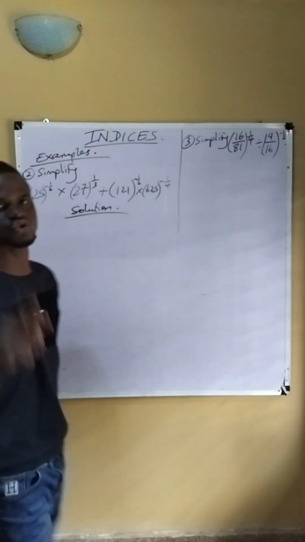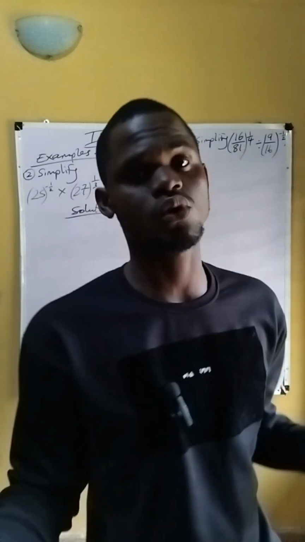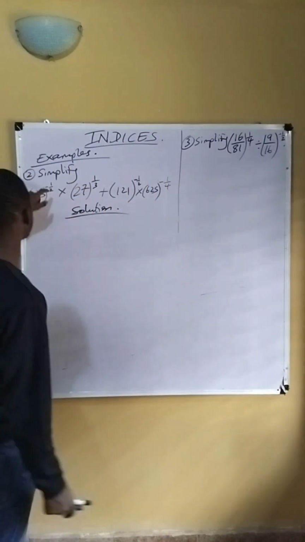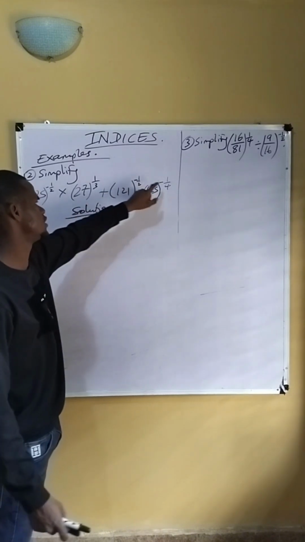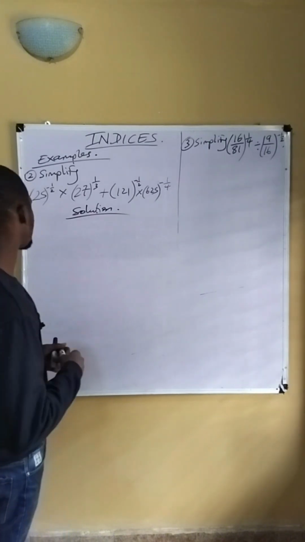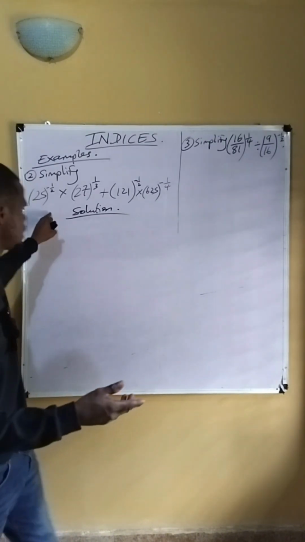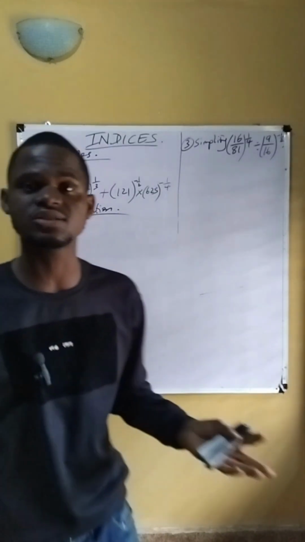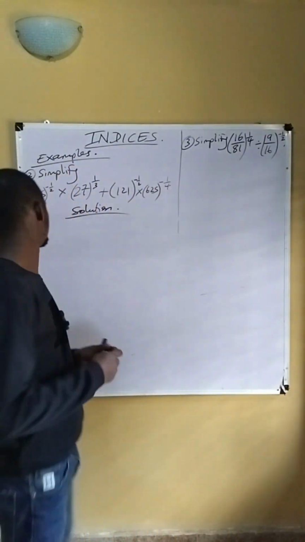This is the question. And I told you guys that when you have something like this, the first thing you need to do is quickly remove the negative sign from the indices. You can see that there's a negative sign here, here, and here. How do you remove the negative sign? You introduce 1 all over. Immediately you introduce 1 all over, the negative sign will be eliminated from the index.